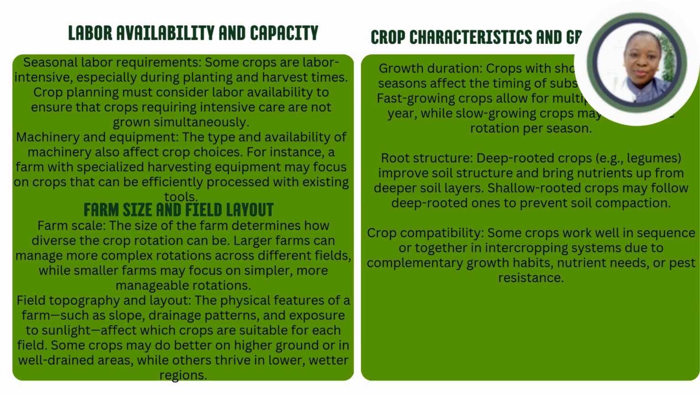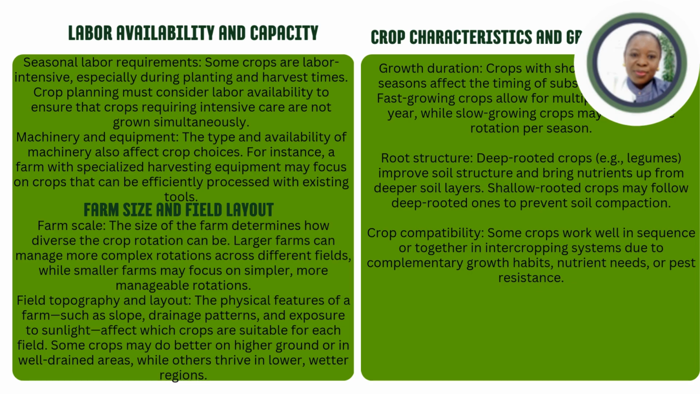Field topography and layout. The physical features of a farm, such as slope, drainage patterns and exposure to sunlight, affect which crops are suitable for each field. Some crops may do better on higher grounds or in a well-drained area, while others thrive in lower, wetter regions.